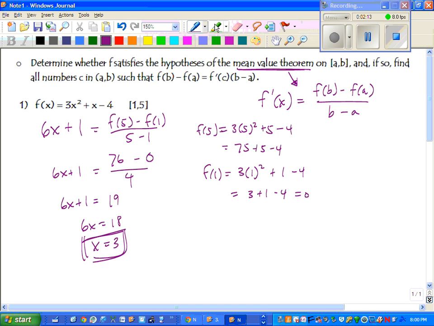You need to make sure that your answer here ends up being in between your endpoints. If we got x equals 7, that's not going to be a solution because it has to be between these two endpoints.